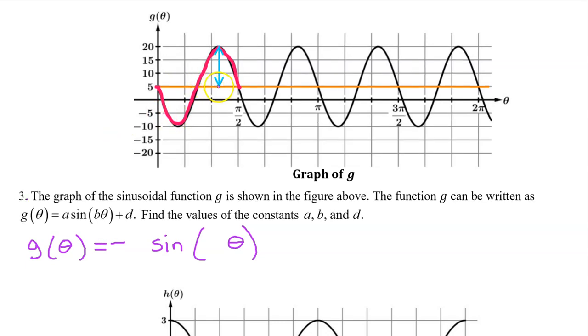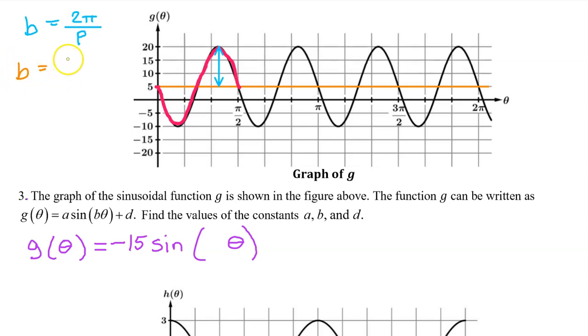The amplitude is the distance from the midline to the maximum value. That's 15. 20 minus 5. So the a value is negative 15. We have memorized that the b value is 2 pi divided by the period. In this case, the period is pi over 2, because the first period goes from 0 to pi over 2.